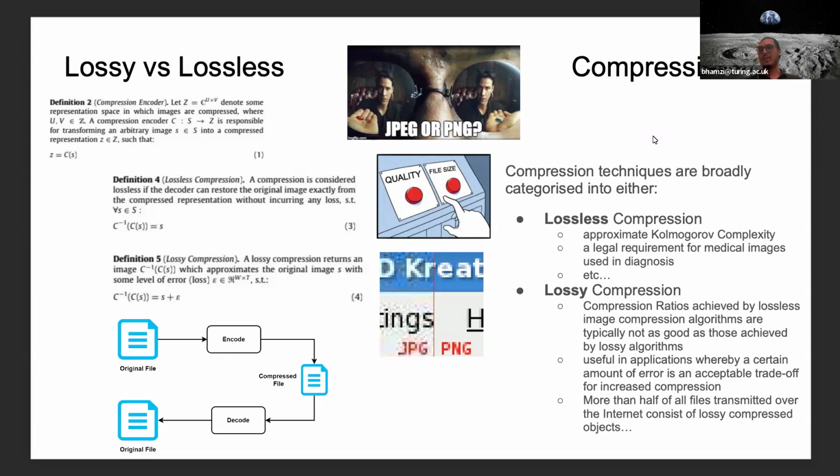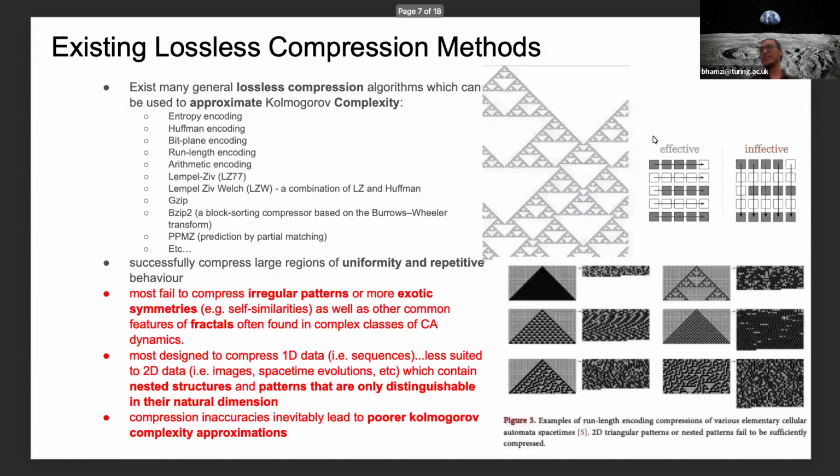Let's not go too much into that, but we define lossy compression as: after you've decompressed it, you get back the original image plus some error. The existing lossless compression methods are many. A lot of them can be used to approximate Kolmogorov complexity, and that's where I began.